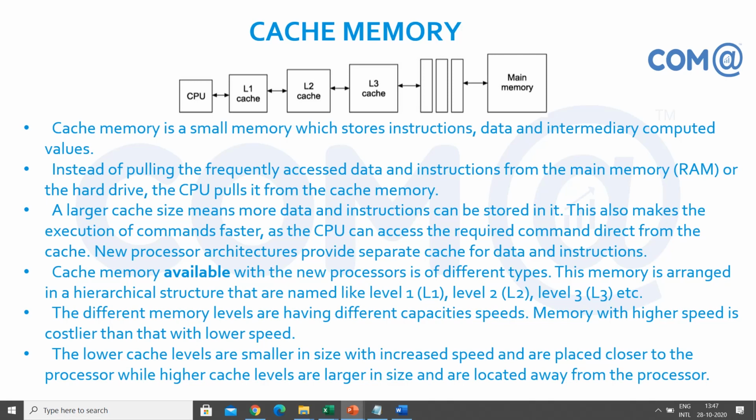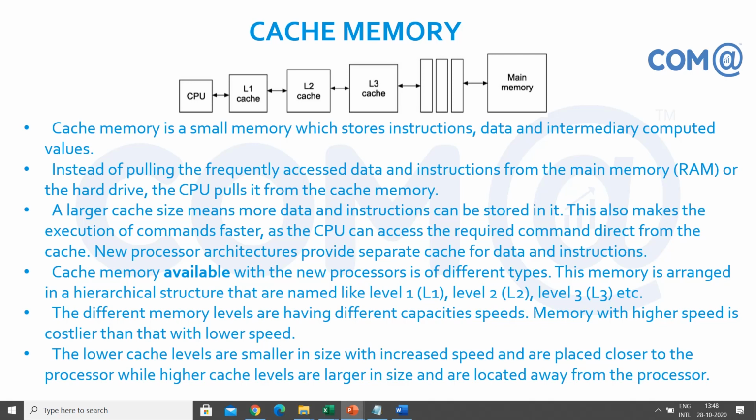So cache memory is a small memory which stores instructions, data, and immediately computed values. Here we are seeing the picture of how the CPU is interacting with the cache memory and the main memory. For immediate access of the CPU, the cache memory is available. For each memory, the size may be different.